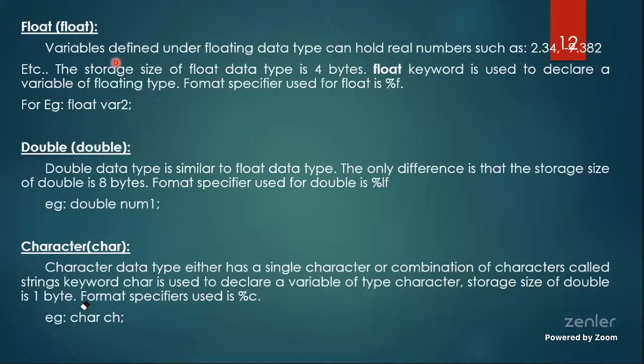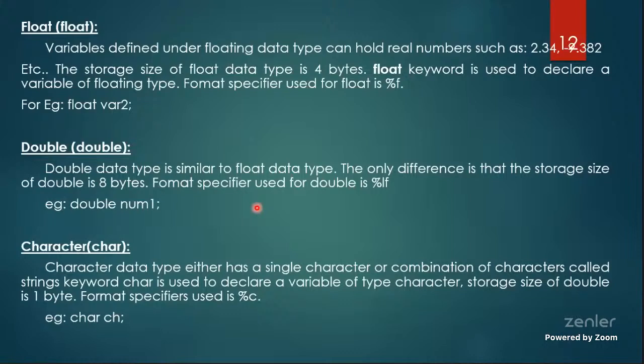Do you know what 1 byte is? 8 bits, 2 to the power 7. Right now, from -128 up to 127, it will take the value. The format specifier used is %c, so to take input of character type, we use %c. Next, here is an example: char ch. So this is what regarding the data type.